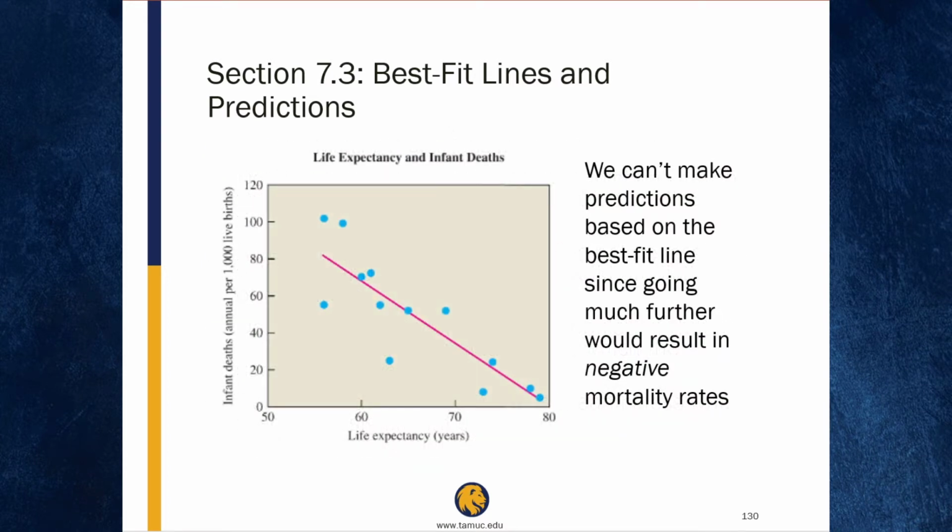Here's an example of that. This is, again, going back to life expectancy and infant deaths. We notice that we have our best fit line, which follows the trend downward as infant mortality decreases and life expectancy increases. However, we can't keep following this line beyond this because it'll go down into negative territory, which would indicate negative mortality rates. So we can't use this line to make predictions for that reason.